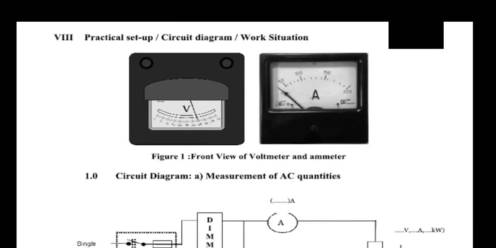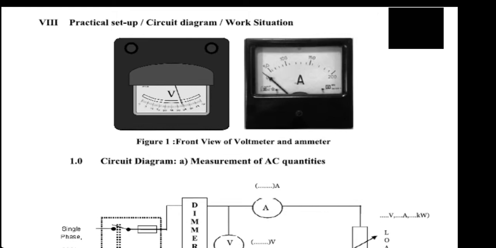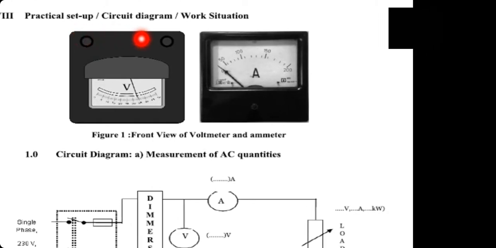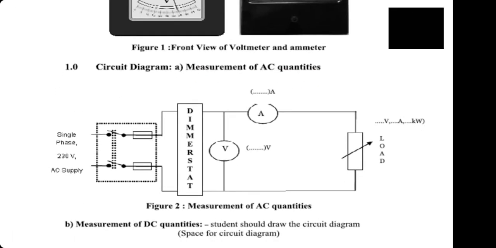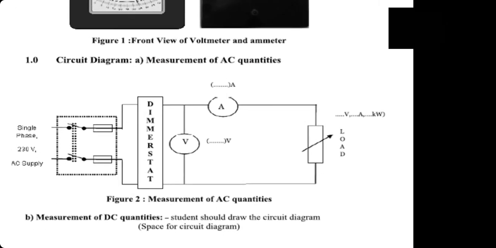This is the practical setup, circuit diagram, work situation. Here one voltmeter and one ammeter are used. Figure 1, front view of voltmeter and ammeter. Circuit diagram for measurement of AC quantities.